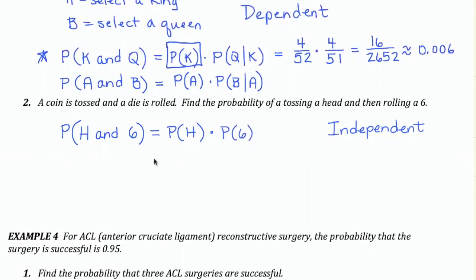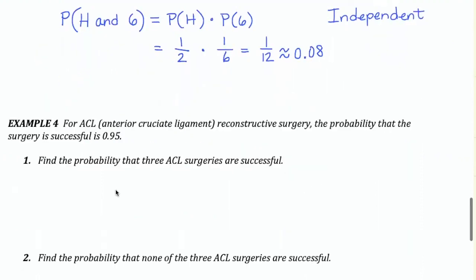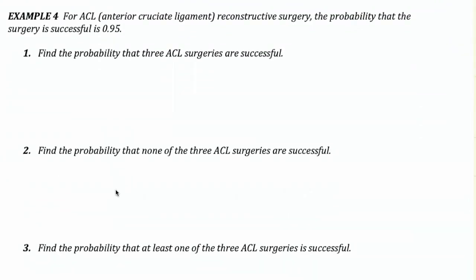Probability of getting a head when I flip a coin is 1/2, one out of two possible outcomes. I can get heads or tails, only one of those is heads, times the probability of rolling a 6. Well, there's 6 sides to a die, and only one of them is labeled with a 6. So I multiply these fractions together, I get 1 over 12, or approximately 0.08.